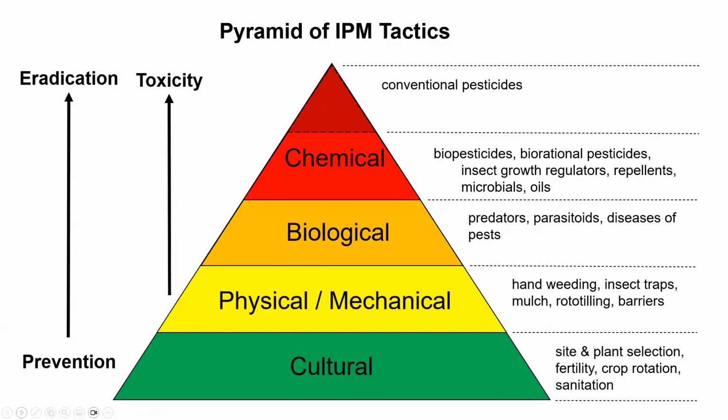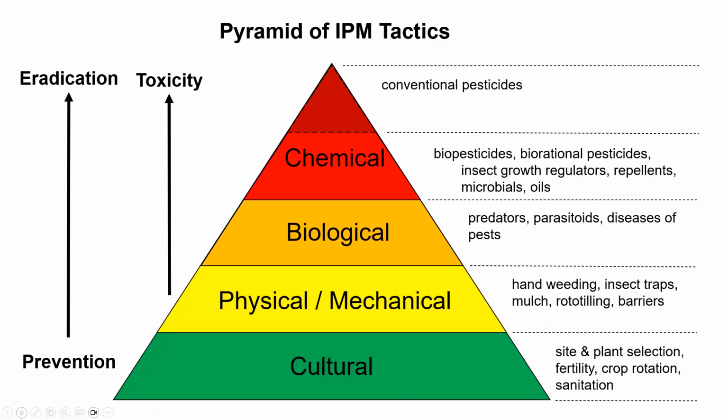All right, so that leads us to the last step in our pyramid, which is the chemical control. This is the top part of our pyramid, so this is the one that you should use as a last resort. This isn't something you go to first, right? You should have done all of your cultural controls and physical and mechanical controls and biological controls before you get to the chemical control. Now, there are things that you need to use chemicals for.